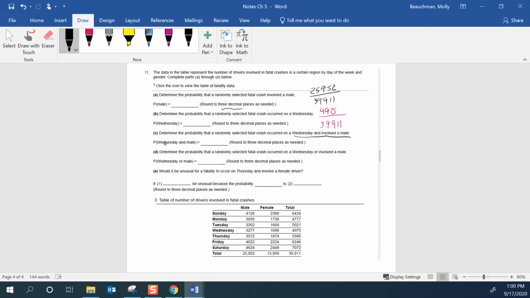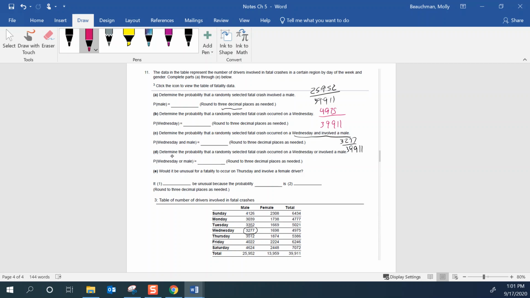Okay, part C. Determine the probability that a randomly selected fatal crash occurred on a Wednesday and involved a male. So Wednesday and male. So when you look at the table, we have Wednesday, we have male, female, and total. So if we want Wednesday and male, then we only use the single entry, 3277, divided by the total, 39,911.